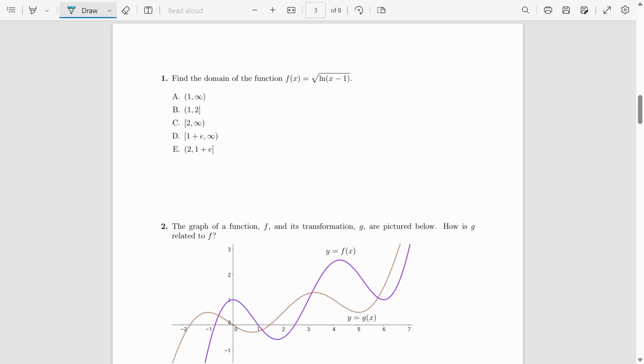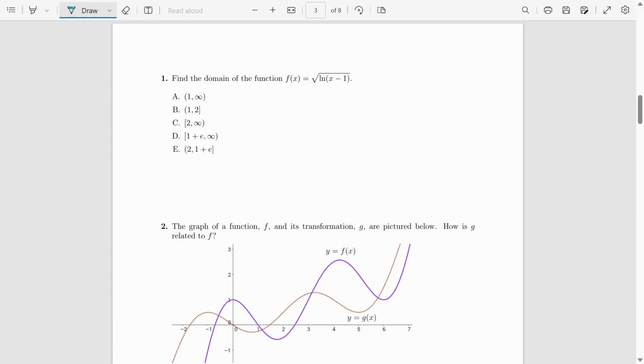Okay, number one, find the domain of this function f of x, which is this big square root of ln of x minus 1. For these problems, you're looking for all of the values that x can equal. To do that, we're actually going to do it the opposite way. We're going to find the values that x can't equal.